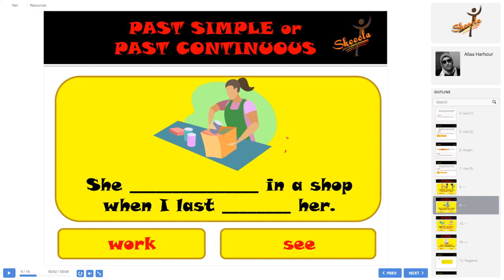It means that the long action is working and the short action is see. So can I put it see? No, I need to put one verb in the past continuous and another verb in the past simple. What do you think? Which comes in the past continuous? The one that takes a long time, which is verb work. Let's have a look here. She was working in a shop when I last saw her.